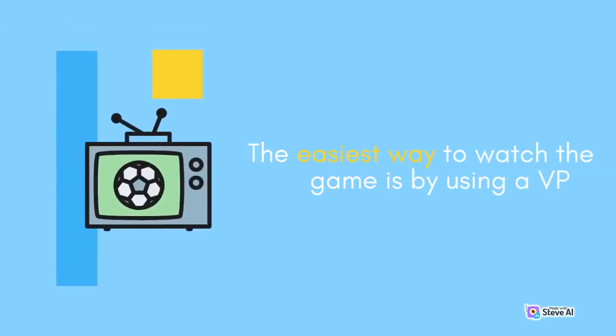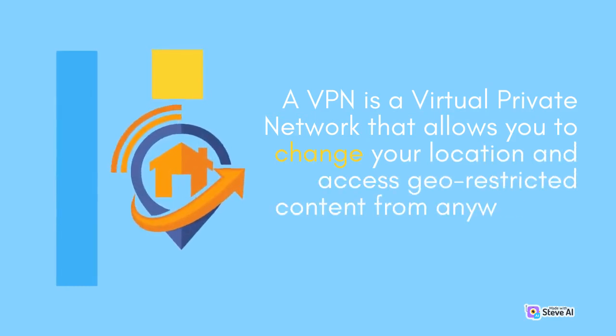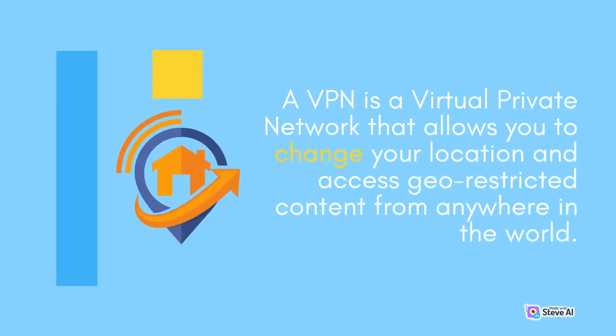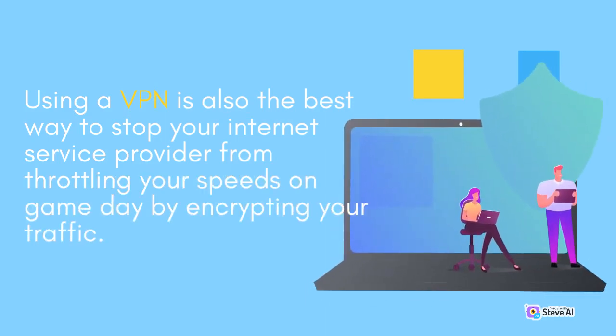The easiest way to watch the game is by using a VPN. A VPN is a virtual private network that allows you to change your location and access geo-restricted content from anywhere in the world. Using a VPN is also the best way to stop your internet service provider from throttling your speeds on game day by encrypting your traffic.